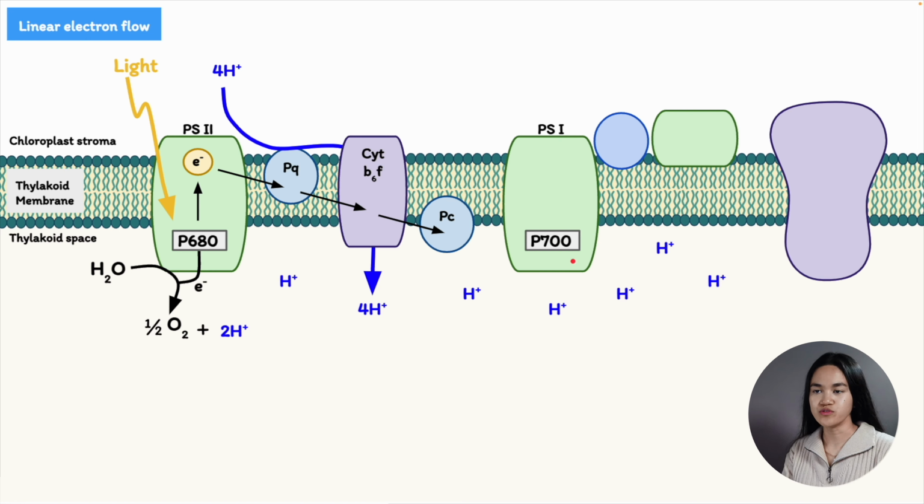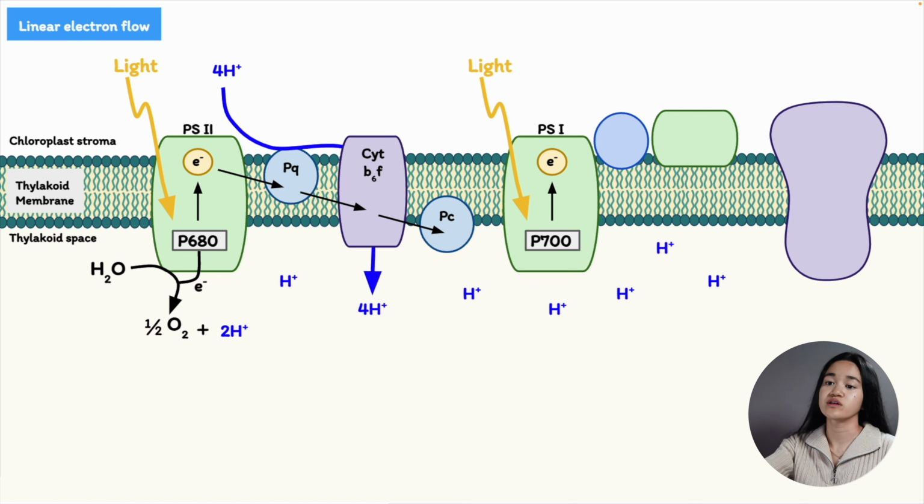Similar to PS2, light energy is also transferred via light harvesting complex pigments towards the PS1 reaction center complex. And as a result, an electron of P700 is excited, and this electron is transferred to PS1's primary electron acceptor. And now P700 can act as an electron acceptor. We've donated the electron, so now we need to replenish the electron that we've donated.